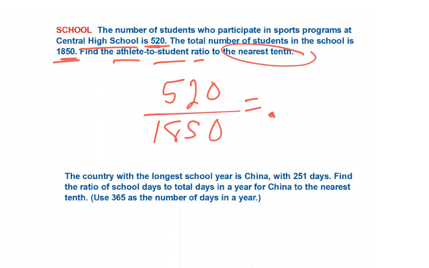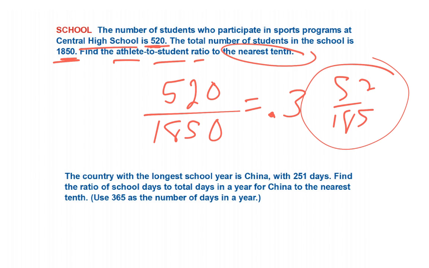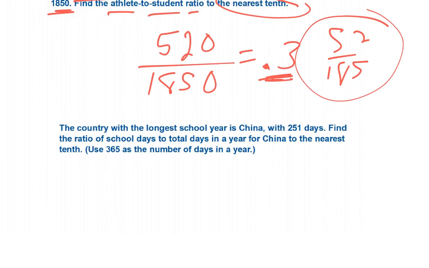Because this one's asking for the nearest tenth, we put it as a decimal. But otherwise, it would have been 52 over 185 as a reduced fraction. But this one, 0.3 is what we want. Okay? You guys listening?